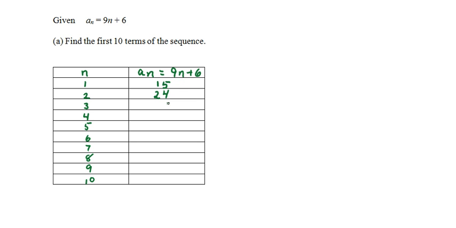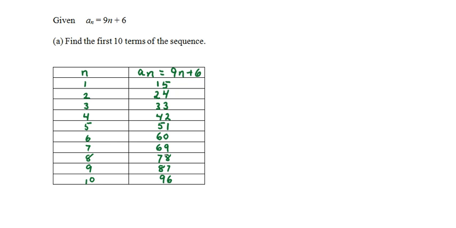9 times 3, 27 plus 6 is 33. 9 times 4, 36 plus 6 is 42. 9 times 5, 45 plus 6, 51. 9 times 6, 54 plus 6 is 60. 9 times 7 is 63 plus 6, 69. 9 times 8, 72 plus 6 is 78. 9 times 9, 81 plus 6 is 87. And 9 times 10, 90 plus 6 is 96.